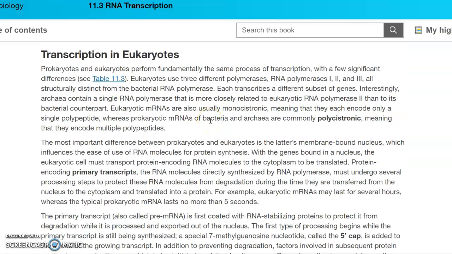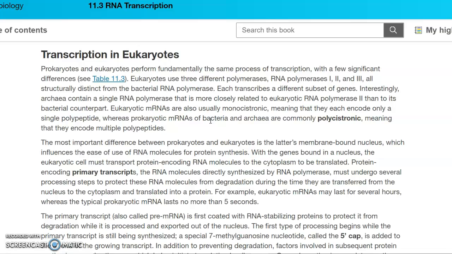Now, when we look at transcription in eukaryotes, we're going to see a few differences. There's going to be 3 different forms of polymerase: RNA polymerase 1, 2, and 3. And these are all completely different from the bacterial RNA polymerase. Each is going to transcribe a different subset of genes. But the most important difference is the fact that eukaryotes have a nucleus, whereas prokaryotes don't. So with eukaryotes, this process of transcription is going to have to happen in the nucleus because that's where the DNA is.